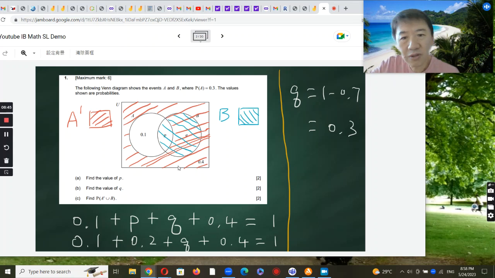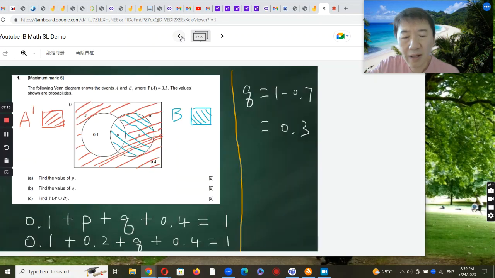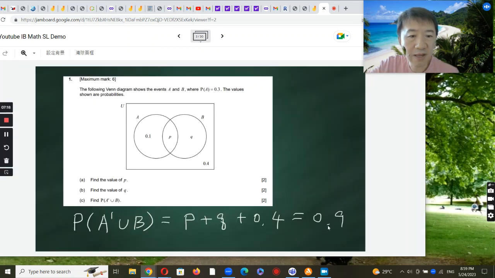Now, or you can do it the other way. You can directly add up: the union of these two events is the region shaded at least once by either the red line or blue line. So looking at the diagram, it is the sum of p, q and 0.4. p we calculated in part A, which is 0.2. q is 0.3. So adding them together gives 0.9, the same result we just got from doing the subtraction.